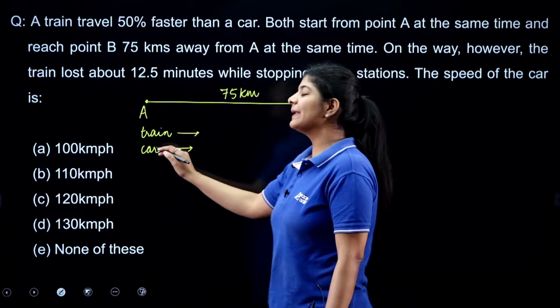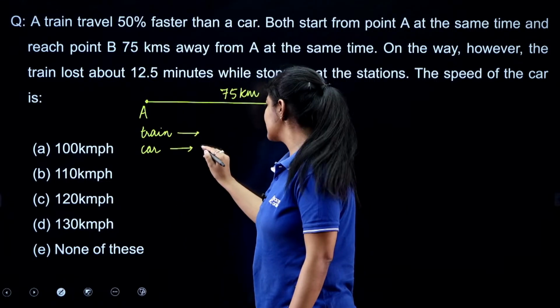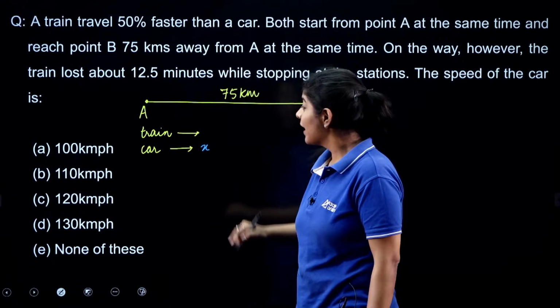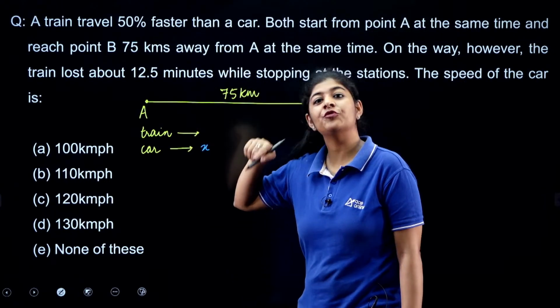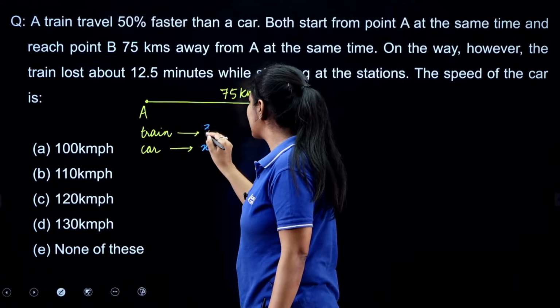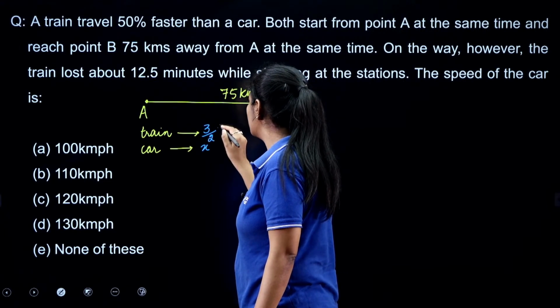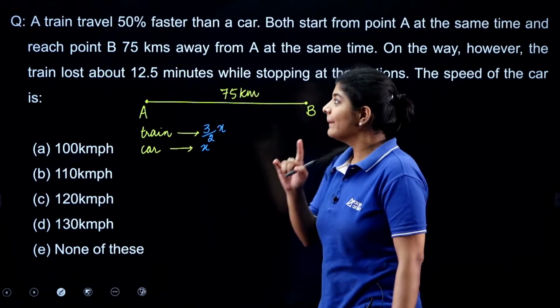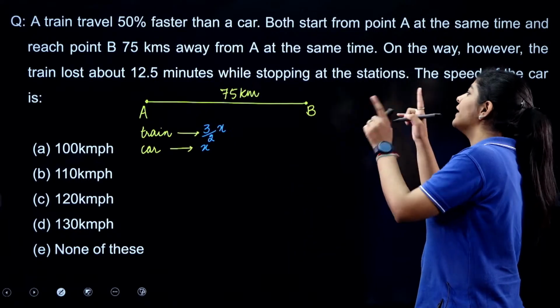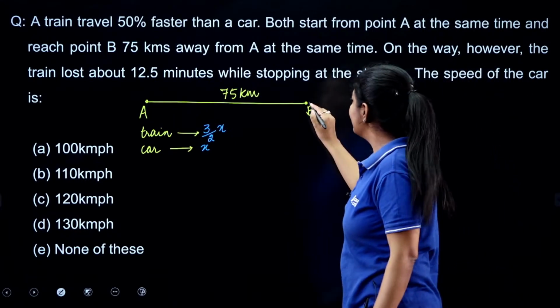Okay, I'm just simply assuming that the speed of the car is nothing but x, right? And the speed of the train is 50% higher than that. That means I can assume it as 3 by 2x, right? But the question is saying that both of them are reaching point B.